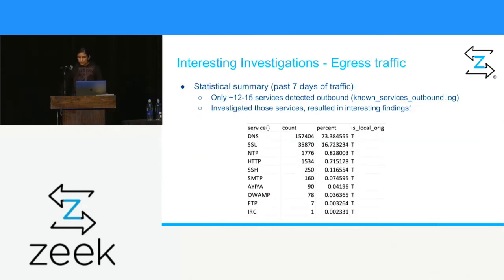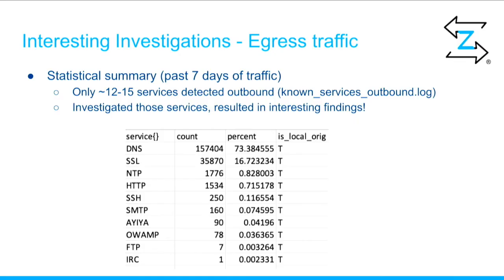Okay, so the egress traffic, I have to be quick. This is the statistics of the known services outbound log. We have been running these scripts in production for the last 3 months, and this is the set of services that I picked up from known services outbound for the last 7 days. To our amazement, we are only seeing roughly 12 to 15 services that our systems are reaching outbound. I was expecting more, but that is a pretty terse list to go through, right?